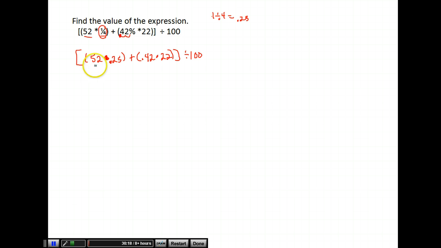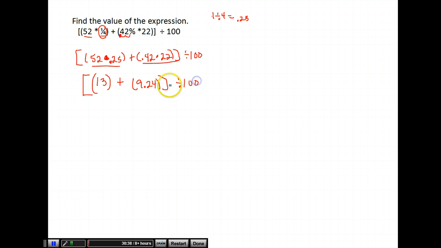So let's go one parenthesis at a time. Here we have 52 times 0.25. Gives me 13. Plus, in this parenthesis, I have 0.42 times 22, which gives me 9.24.